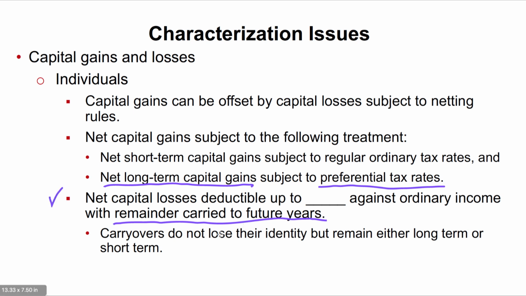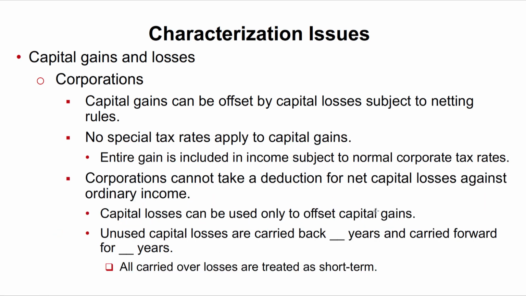Now, carryovers do not lose their identity. So if you have a long-term capital loss, my apologies, if you have a long-term capital loss and you use it against ordinary income, but you still have some left over, it's going to remain a long-term capital loss when you carry it over to next year. Same with short-term capital loss. It maintains that short-term capital loss character for next year. So very important. If we look at corporations, the first thing is that capital gains still offset capital losses.